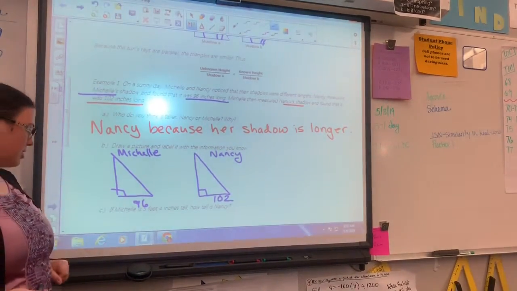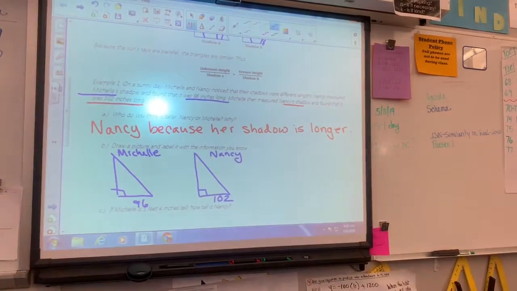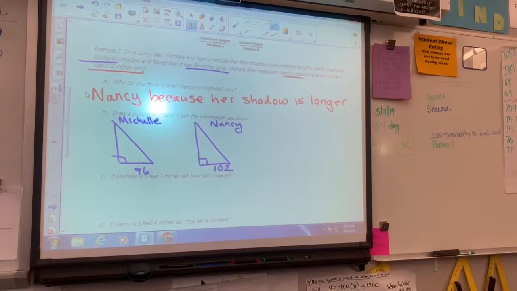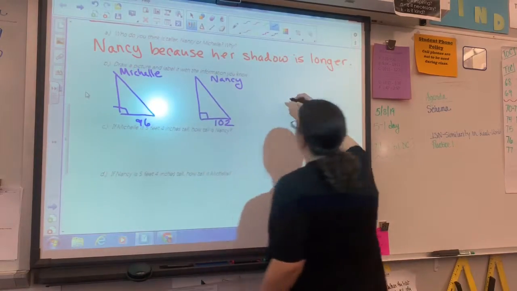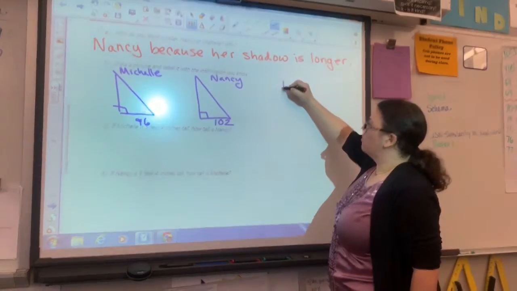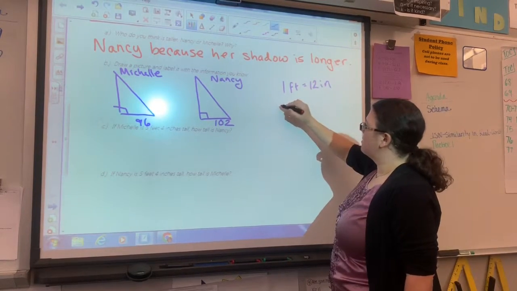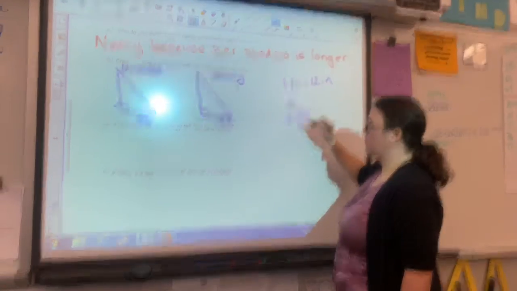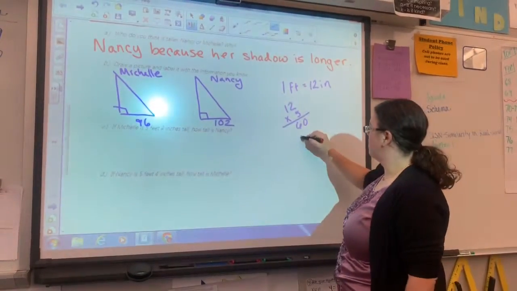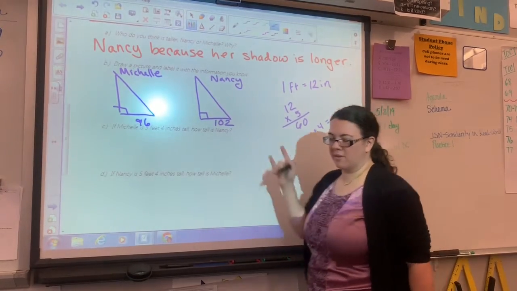Now in the next question, it says, if Michelle is 5 feet and 4 inches tall, how tall would Nancy be? Do you notice that it's given in feet, but the other ones are given in inches? So how do we do that? 1 foot equals 12 inches, right? So 5 times 12 is 60, plus 4 more inches. 64.